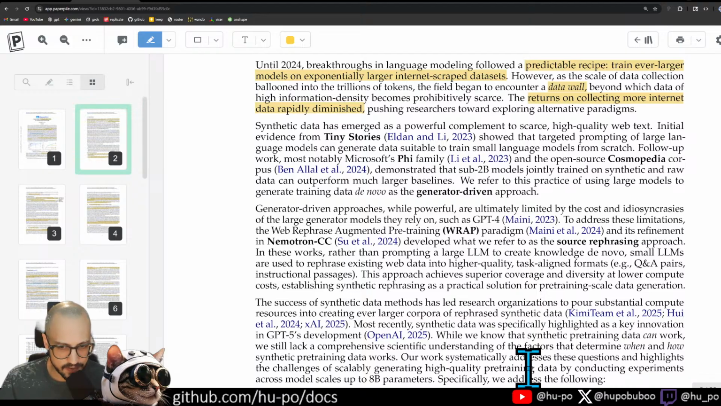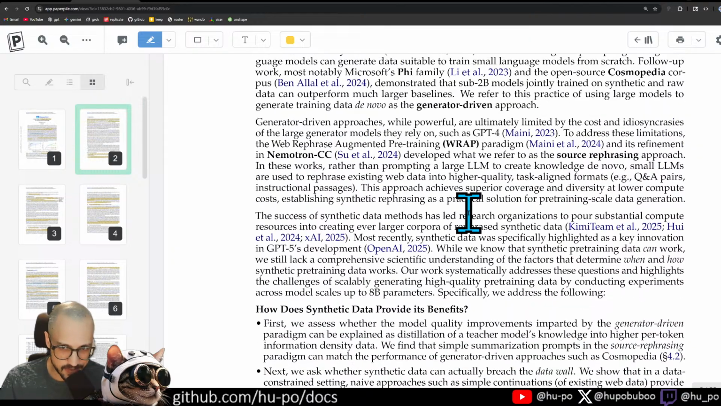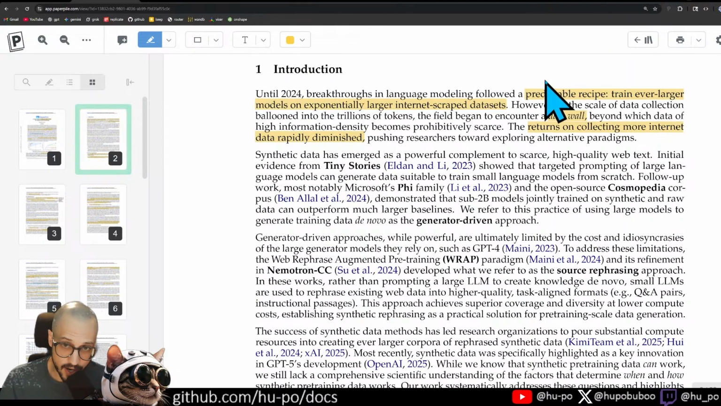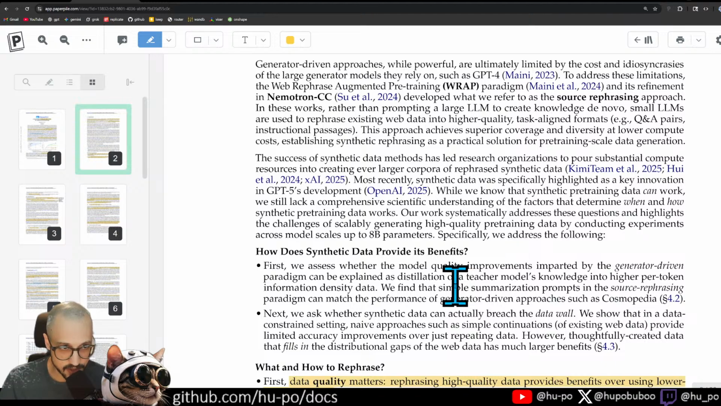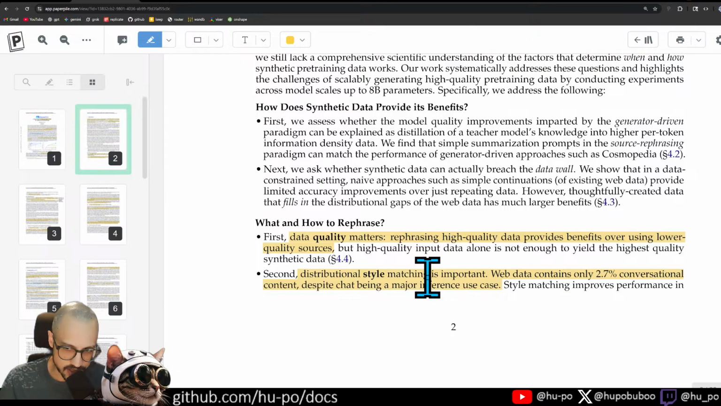And we're all kind of aware of this, that even if you collect 10 trillion games of Go or 10 trillion math problems that have been created and then filtered with RL environments, it's not quite the same thing, right? You're never going to get that same pop that you got from the original internet scrapes of the early 2020s. So data quality matters. Rephrasing high quality data provides benefits over using lower quality sources. Distributional style matching is important. Web data contains only 2.7% conversational content, despite chat being a major inference use case.